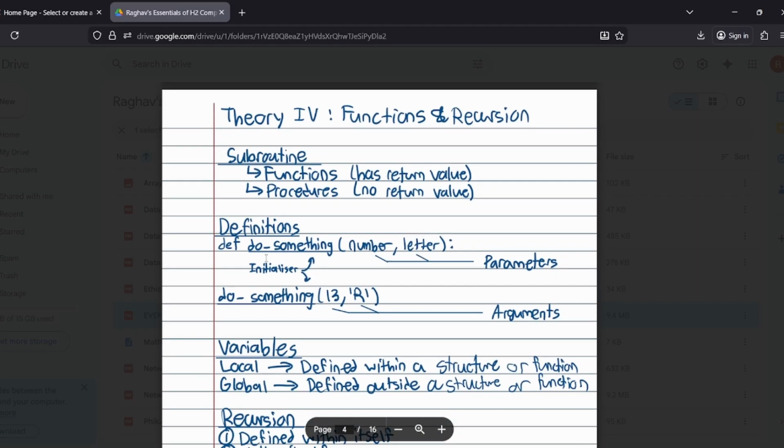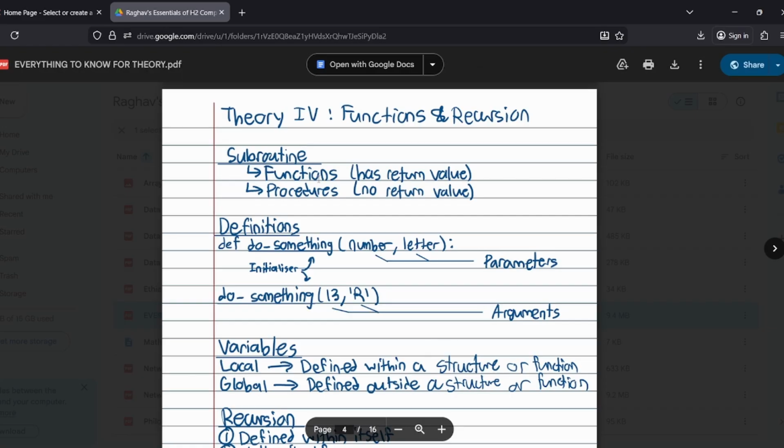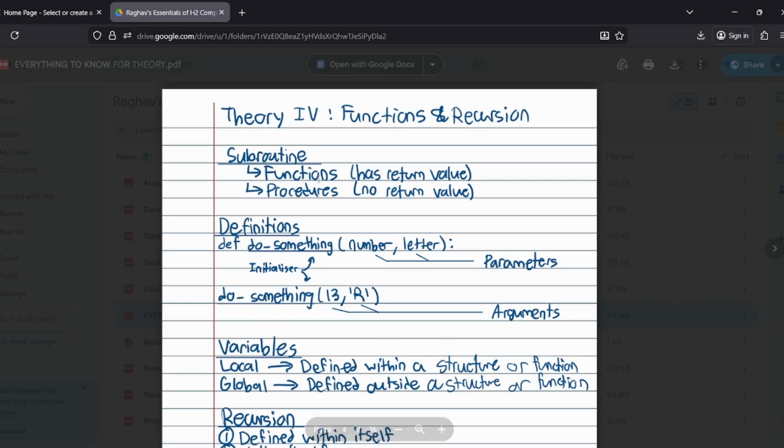Then you have, again, functions and recursion, theory 4. Amazing, we're doing great, guys. We have subroutines, which are functions. Subroutines have functions, which have return values, and procedures, which have no return values. That is the difference.